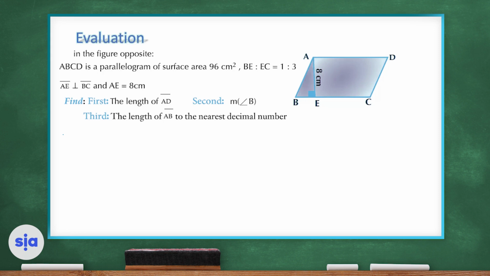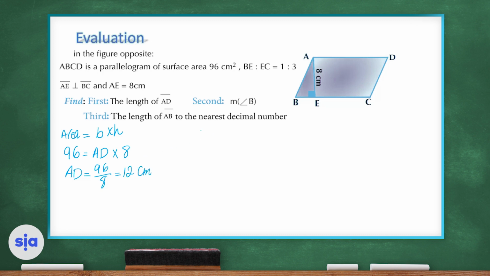If we check the first given we have in the question, it says the area is 96 centimeters squared. We know that the area of a parallelogram is base times height. So 96 equals the base. The base is either the AD or the BC. Here in this part, the question wants you to find AD, then AD is the base, times the height, which is AE, that is 8 centimeters. Then AD is equal to 96 over 8, which is equal to 12 centimeters long.